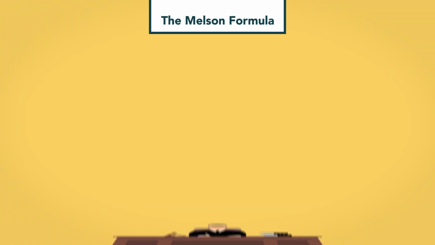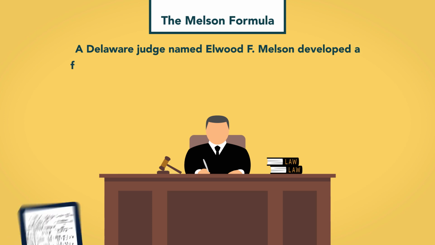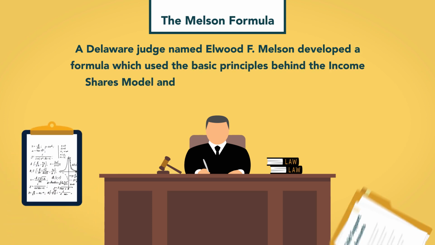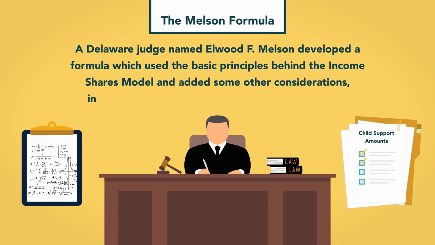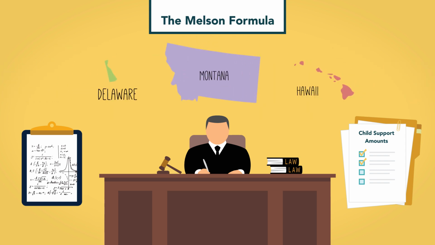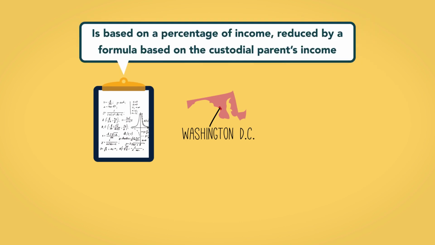The Melson formula. Back in the days when each court had a free hand to develop its own child support guidelines, a Delaware judge named Elwood F. Melson developed a formula which used the basic principles behind the income shares model and added some other considerations, including accommodating each parent's basic needs. Three states have adopted this formula. The District of Columbia has developed its own formula, which is based on a percentage of income reduced by a formula based on the custodial parent's income.